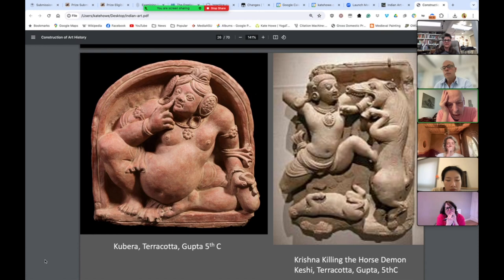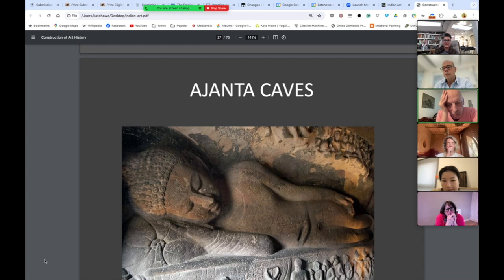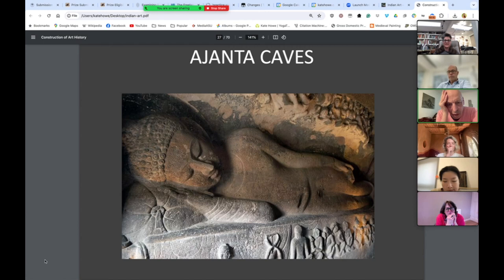These again are Gupta terracottas. This is the Gupta period, but the Ajanta caves are filled with frescoes and painted figures and sculptures. So the whole cave is an immersion into Buddhist iconography and reality.